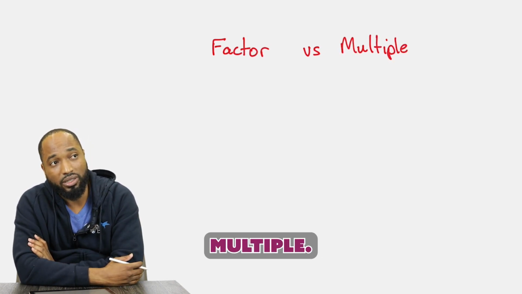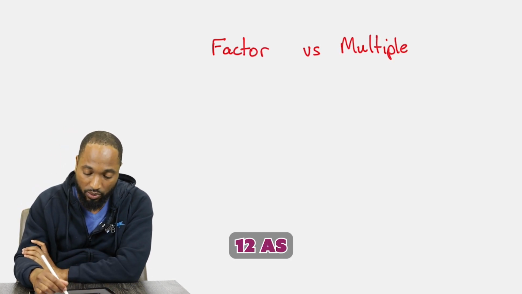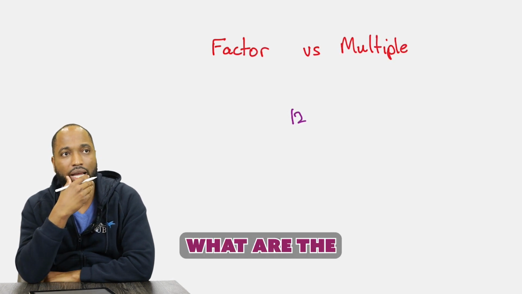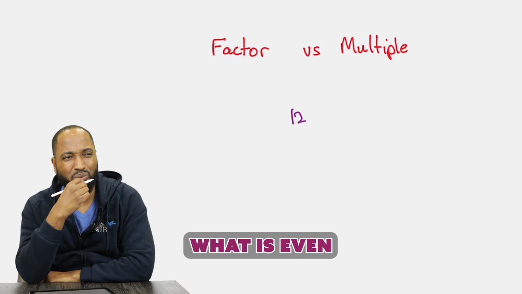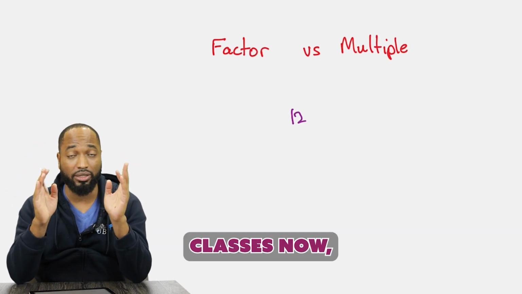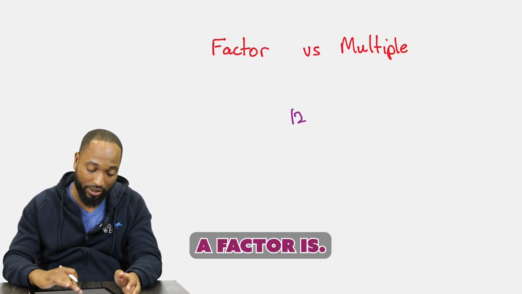Factor versus multiple. How to define this? I want to use the number 12 as an example. So the number 12, what are the factors of 12? What is even a factor? I've been using that word a few classes now. What is even a factor? So let me just get rid of 12 and see what a factor is.